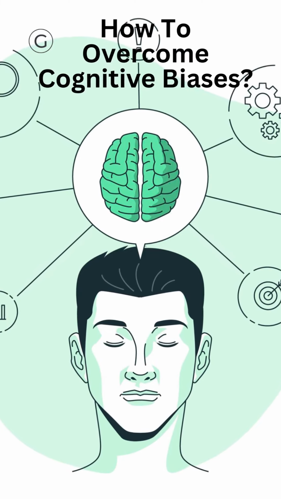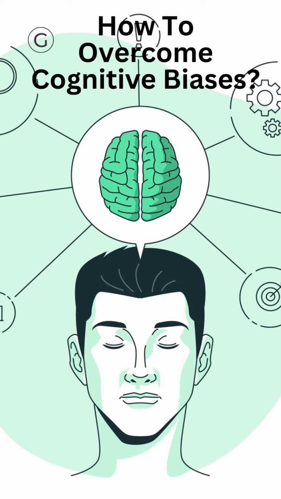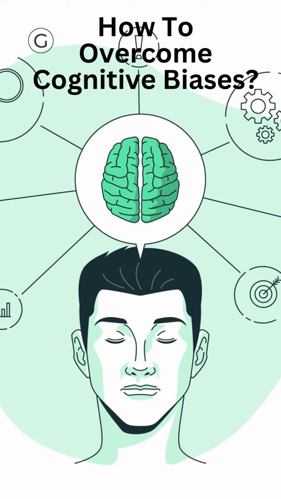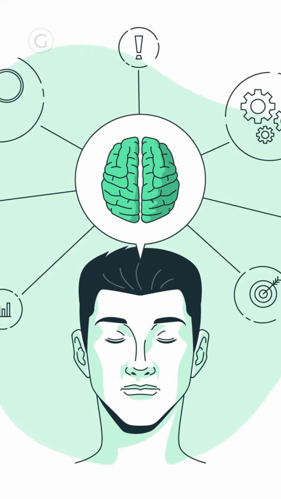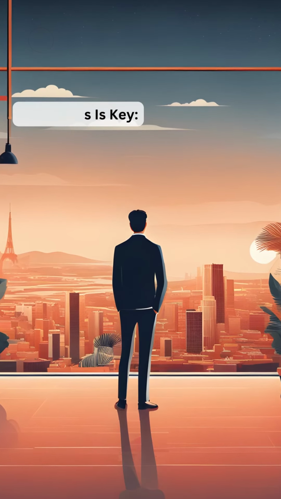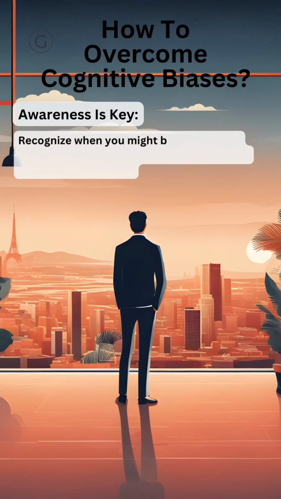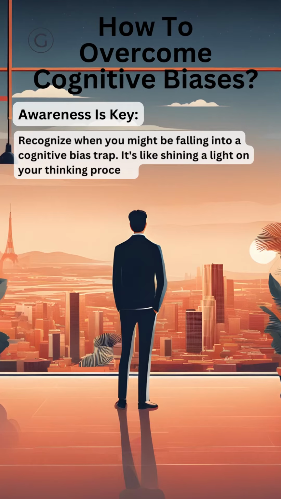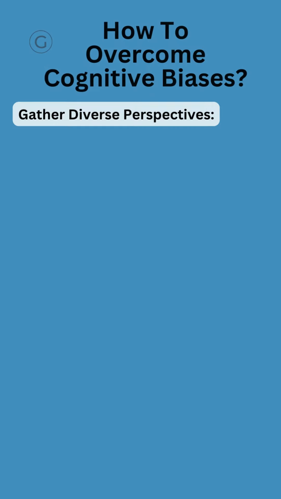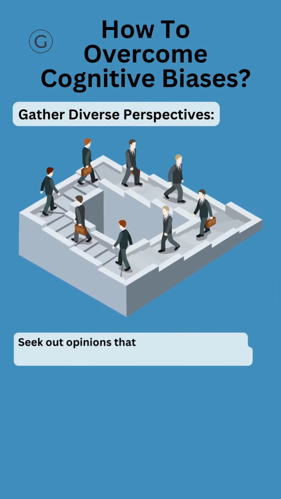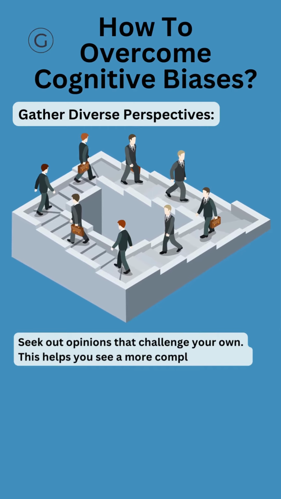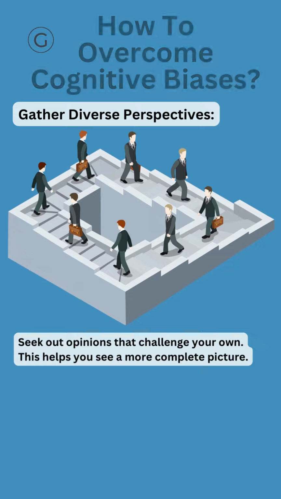We've talked about cognitive biases and how they can influence our thinking. Now let's explore how to overcome them and make more rational decisions. First, awareness is key. Recognize when you might be falling into a cognitive bias trap. It's like shining a light on your thinking process. Next, gather diverse perspectives. Seek out opinions that challenge your own. This helps you see a more complete picture.